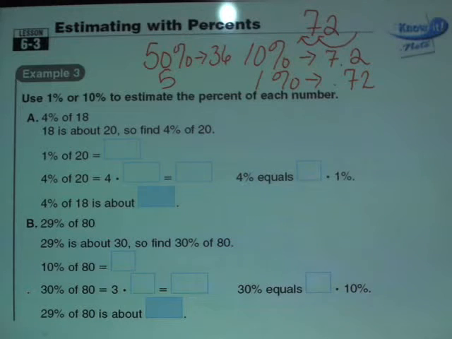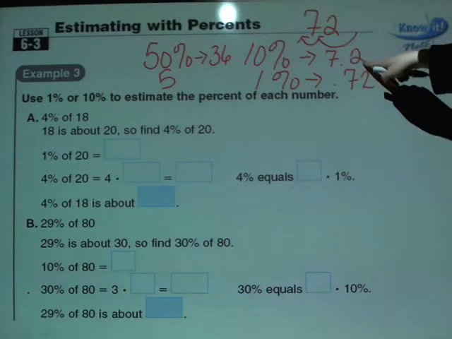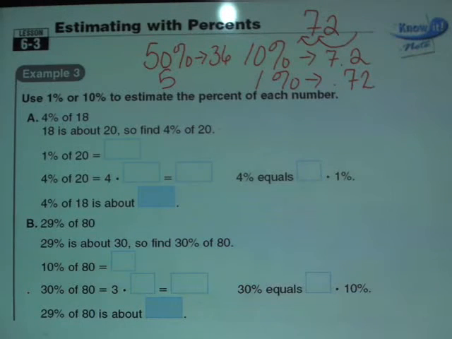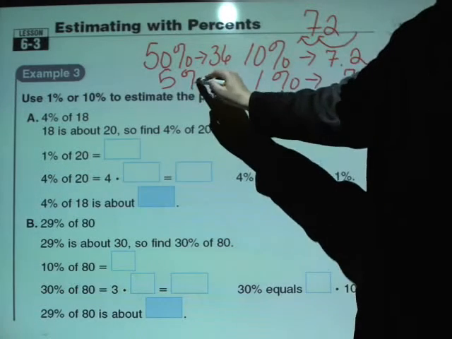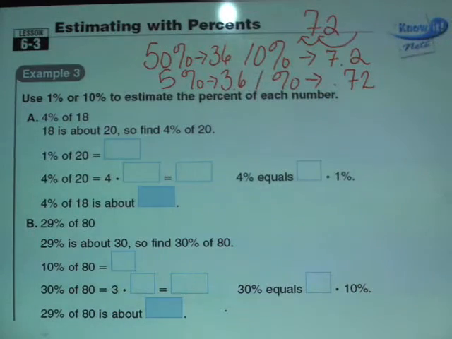To find 5%, all we have to do is take that 10% figure and cut it in half. So when I take 7.2 and cut it in half, well, if we take 72, cut it in half, we already knew that was 36. If I insert a decimal in there, that's going to give me 3.6.